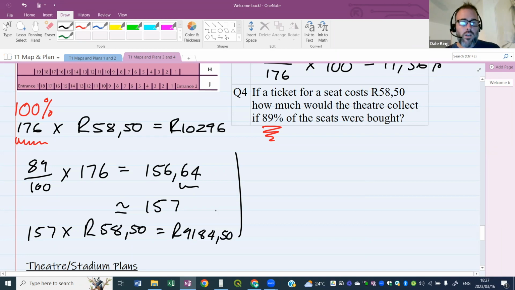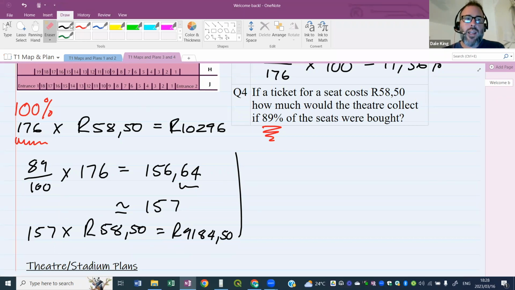9184,5. Okay, so let me walk through this again. Let's leave this top line. If you look at this top line here on the left, it says if all the seats were sold, 176 of them, if you multiply that by 58.50 for each seat, you get 10,296. But if 89% of the seats were sold, then you work out 89% of 176 seats, we get 156.64. Because we got decimal seats, I rounded that up to 157 seats. And then I multiplied that by 58.50, we get 9184 and 50 cents.